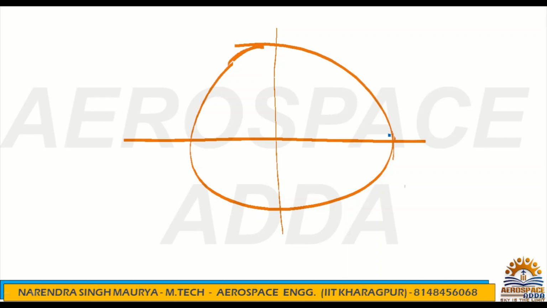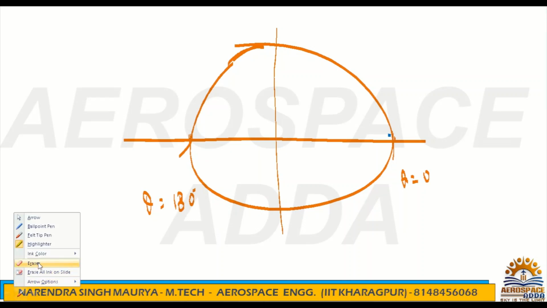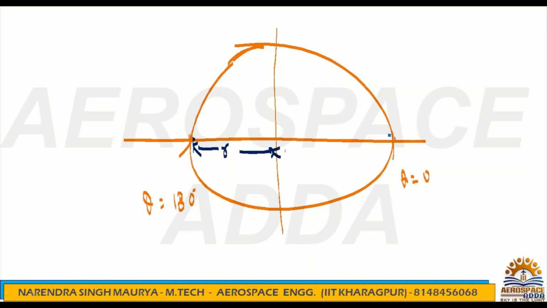Here also theta is equal to 0, and here also theta is equal to 180. In both cases you will get the same radial distance, and it's nothing but r. That means its shape is nothing but a circle. This is nothing but a circle. I'm not able to draw.